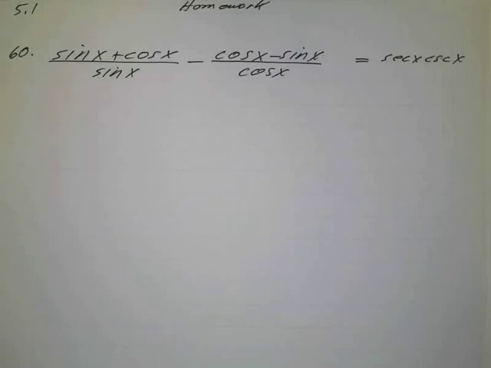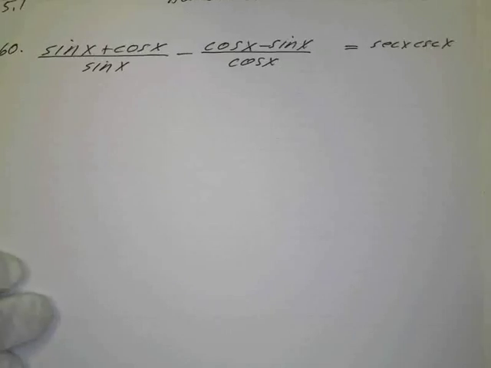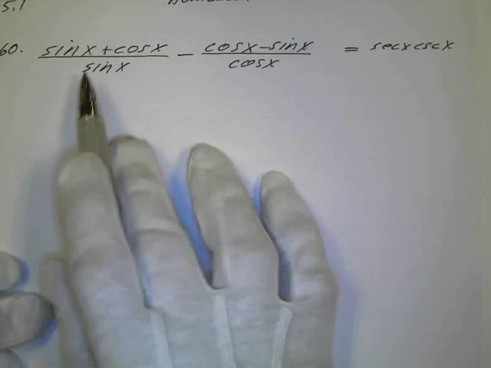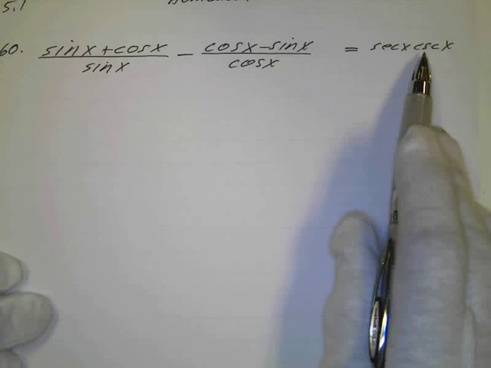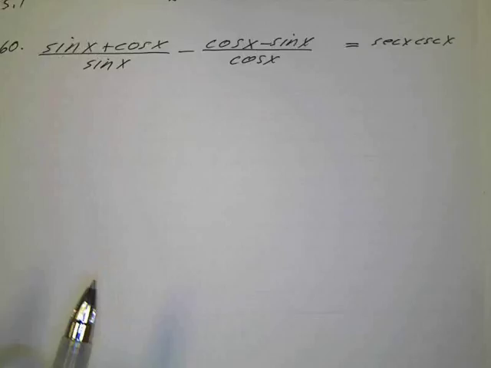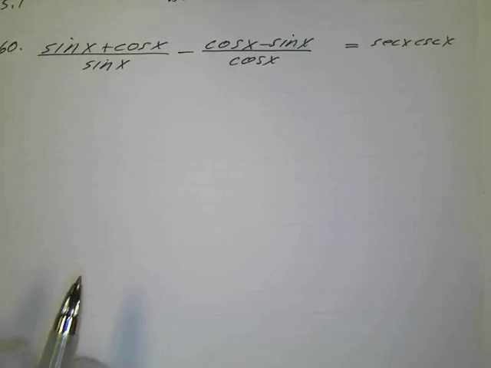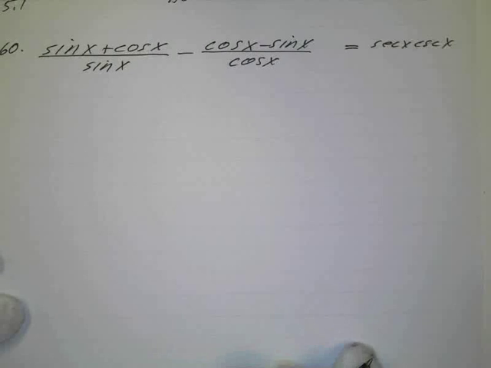Okay, this is number 60 on section 5.1, another nice identity. If we look at the structure of the problem, we see we've got two terms on the left, one term on the right, two factors but one term, so we're going to have to combine this. So I'm going to probably have to make this into one fraction and add these up and then simplify, and hopefully I'll be able to make this work.